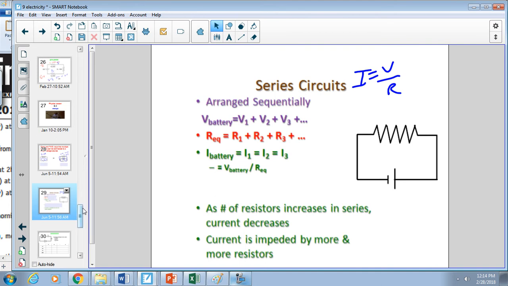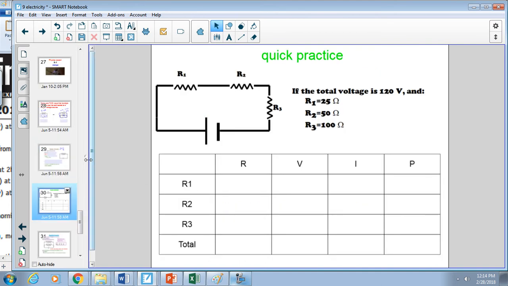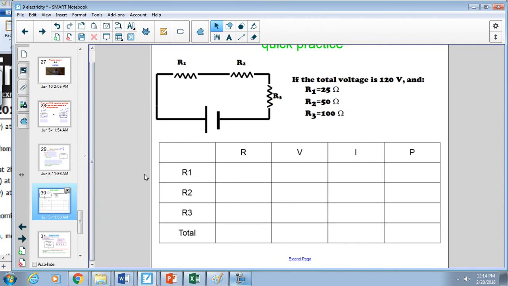Alright, let's give this a shot. I have a circuit here, and we have something called an RVIP chart. Basically, that is a fun way of putting all of your information into one spot. It's the one-stop shop for info and answers. And when I said it's fun, it's not really that fun, especially to grade. So please write clearly, if possible.